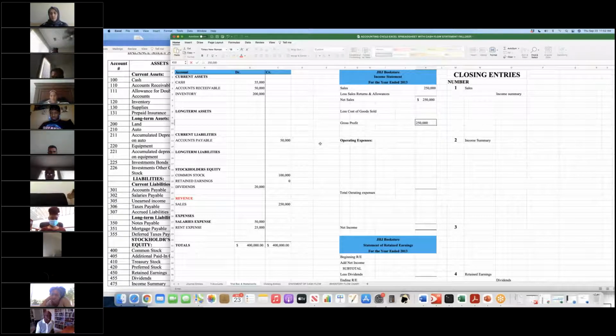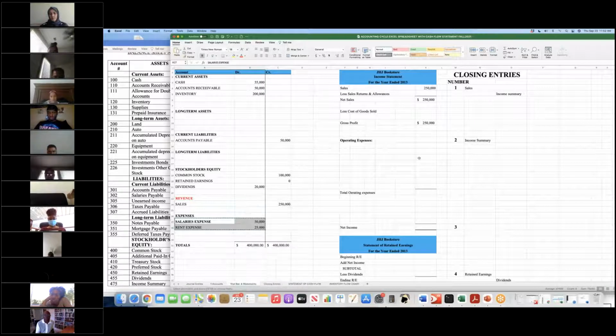Then for my expenses, I'm simply going to come in here and paste them right there. And you can see if you got a lot of expenses, it's probably going to be a good idea to have these expenses together. You don't want to be picking all through everywhere. And so with that, our total operating expenses are what? 50 plus 25, 75,000.